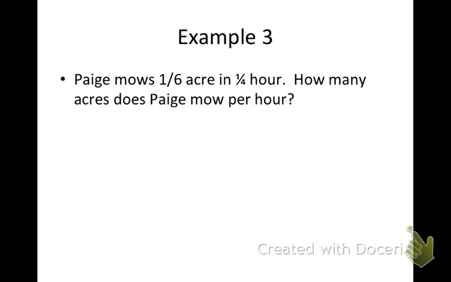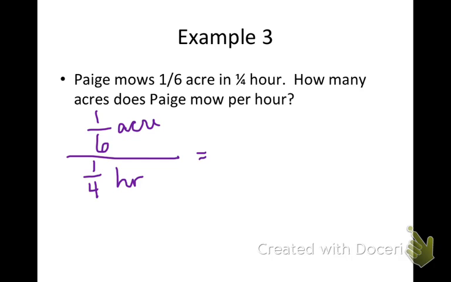All right, in example 3, Paige mows 1/6 of an acre in 1/4 of an hour. How many acres does Paige mow per hour? They're asking for her unit rate. So again, we have this 1/6 of an acre. Here's our units now because we have a problem with a context. 1/4 of an hour. And basically, we want to know the missing number, right? What is that number? So you can find that a lot of different ways. You're going to be basically dividing 1/6 by 1/4 to find that.